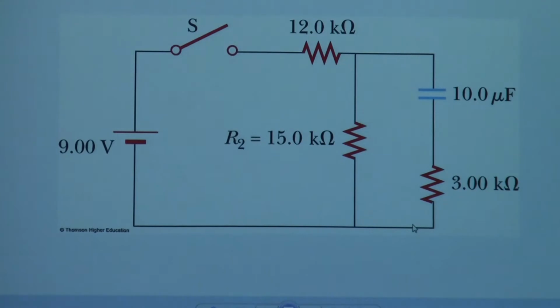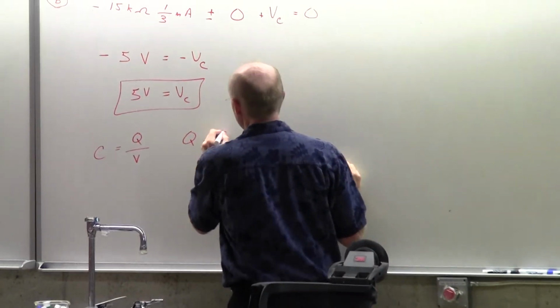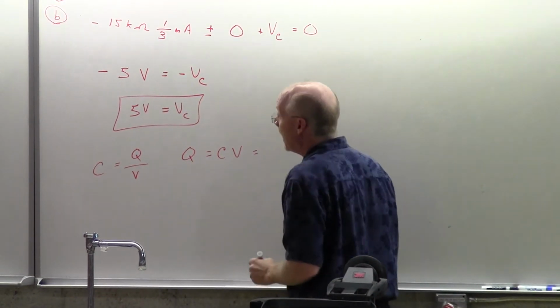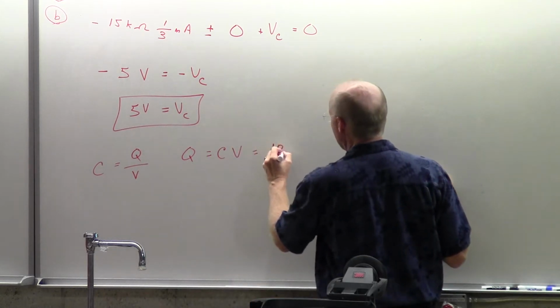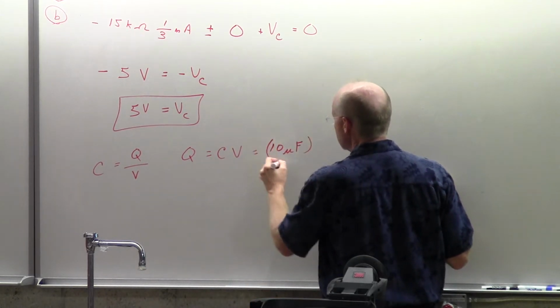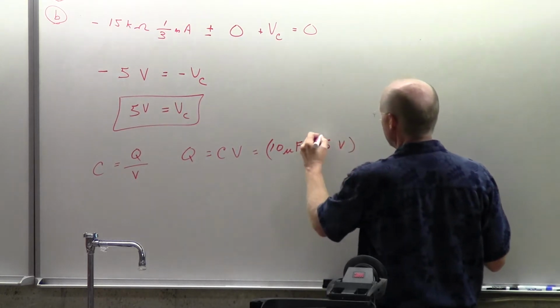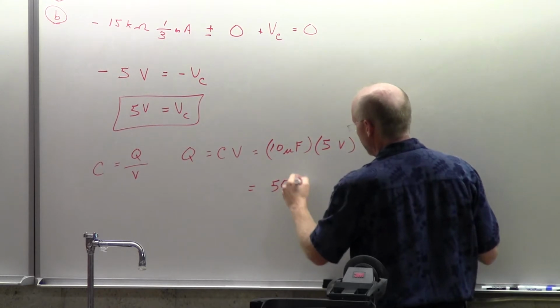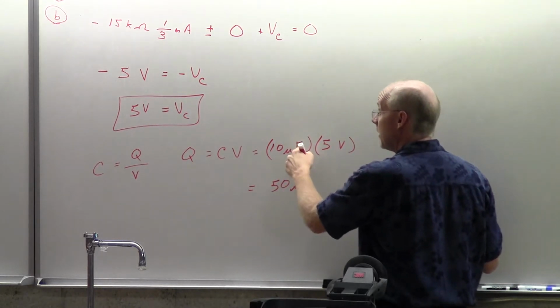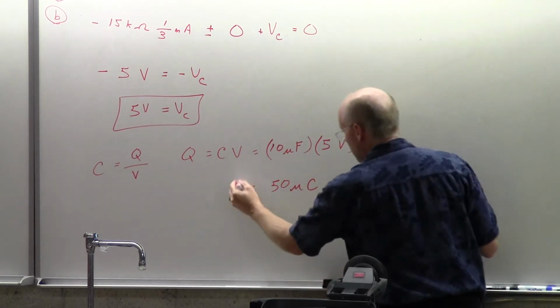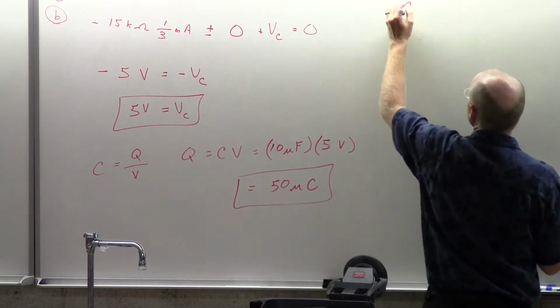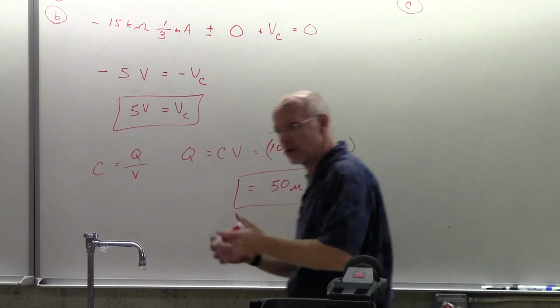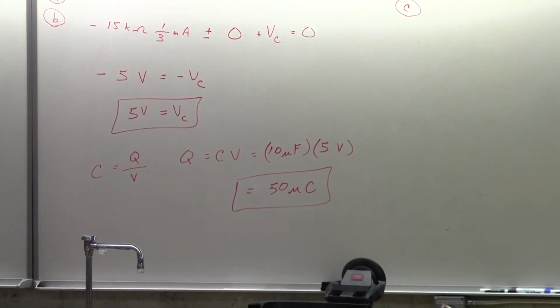Well, once I have that, then I can get the charge, because capacitance equals the charge over the voltage, meaning the charge is capacitance times the voltage. The capacitance is 10 microfarads. The voltage is 5 volts. 10 times 5 is 50. 50, there's the micro, and a farad is a coulomb per volt. So there is A and B. What is the voltage? What is the charge? Okay?